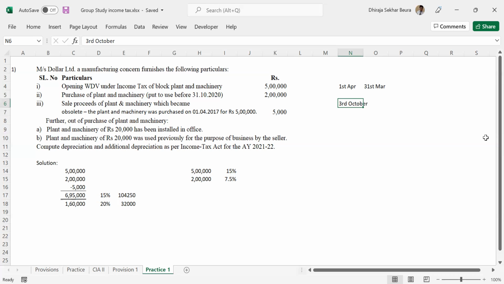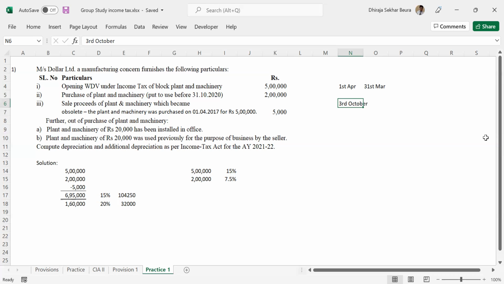Here in the question, if you read, they're saying put to use before 31 October 2020. Here is a confusion. It is not mentioning the exact date. What should we do? Can somebody suggest? It's saying before 31st October. So it can be 30th October, in which case you can take 50%. It can be 1st September, in which case it will be full depreciation.